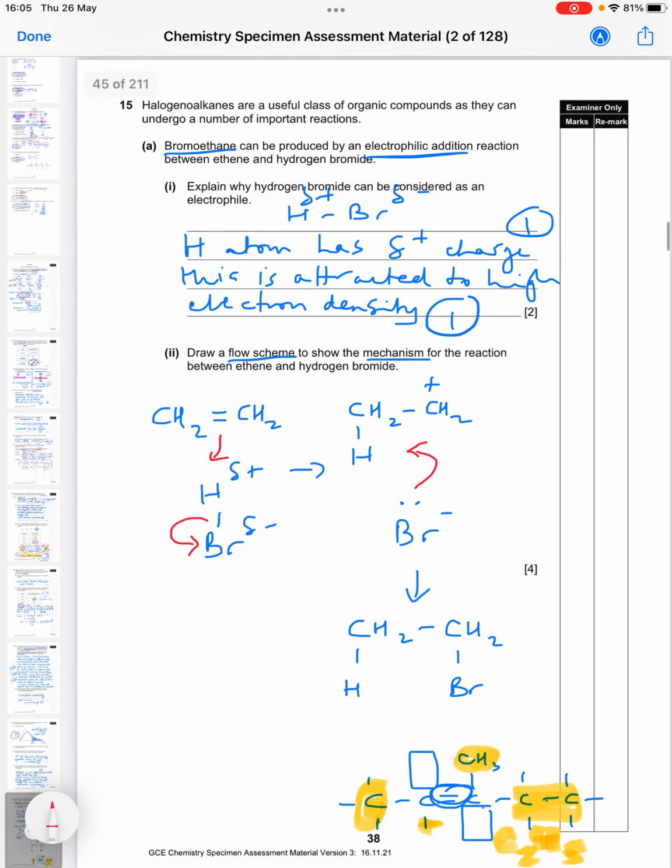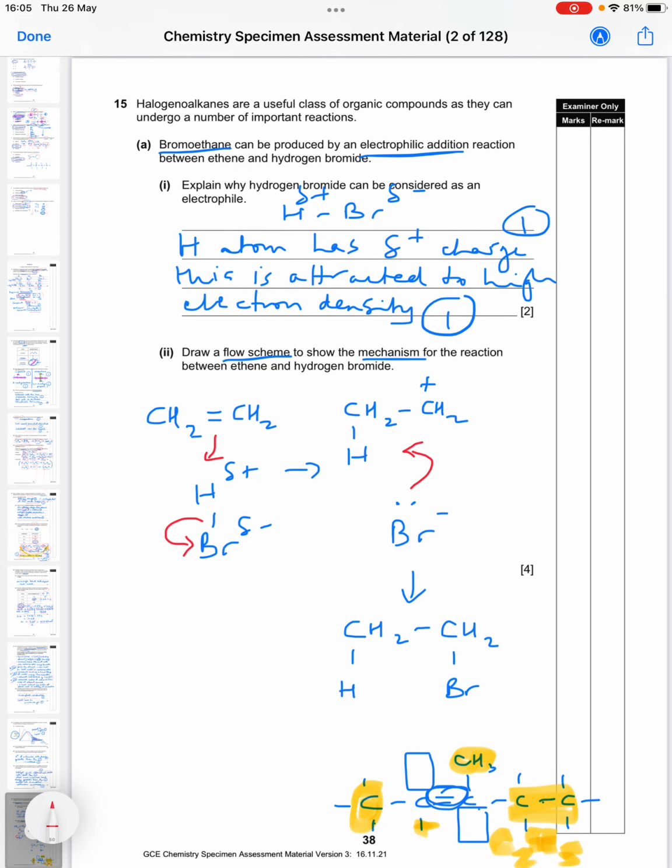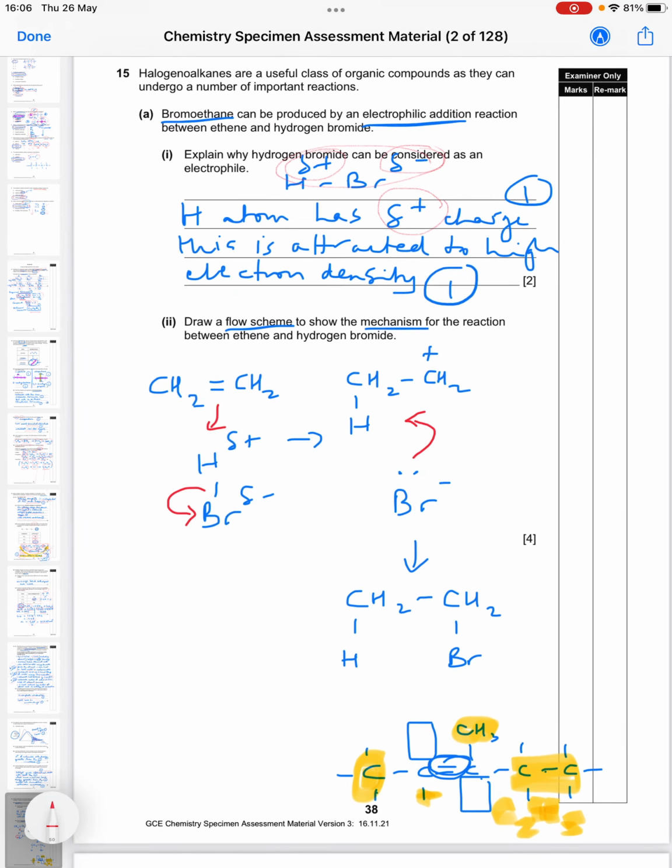Question 15. Halogenoalkanes are a useful class of organic compounds as they can undergo a number of important reactions. So bromoethane can be produced by the electrophilic addition reaction between ethane and hydrogen bromide. Explain why hydrogen bromide can be considered as an electrophile. So I've just drawn it here, and I've written the delta plus and delta minus at each end of the molecule. And the marks are coming from saying that hydrogen has a delta plus charge, and then that this is attracted to high electron density, and that would be in the double bond.